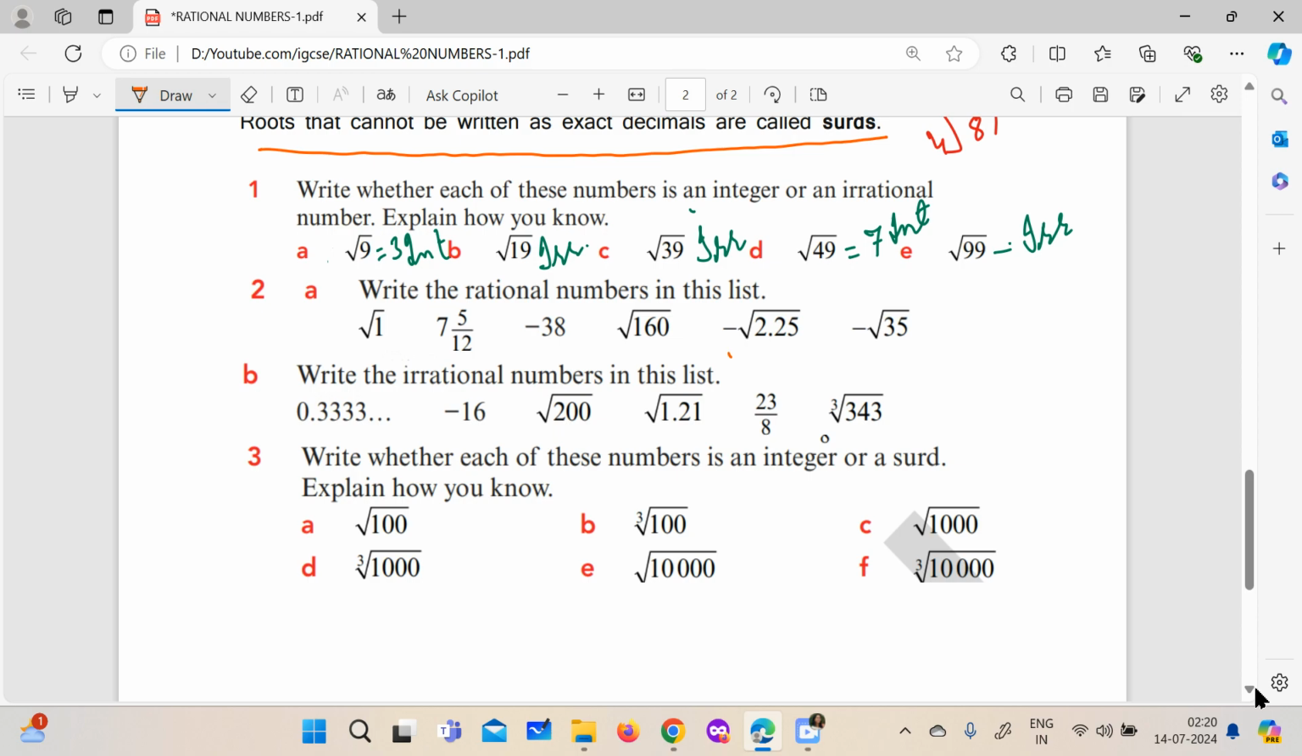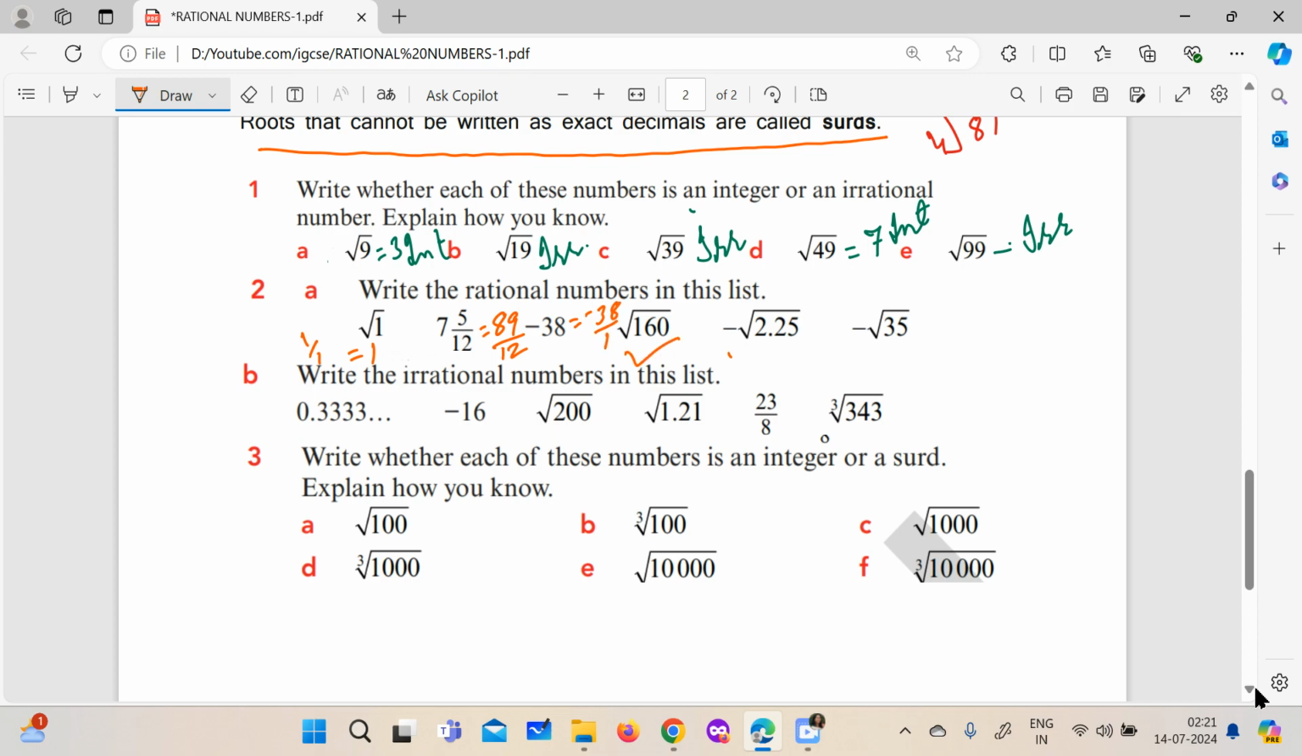write the rational numbers in this list. Rational numbers are the numbers which can be written in fraction form. So let's see. Root 1. The value of root 1 is 1, so this is 1 over 1. This is in fraction form. Then 7 and 5 over 12. 12 sevens are 84, plus 5, that is 89 over 12. So this is also in fraction form. And then minus 38 is nothing but minus 38 over 1.